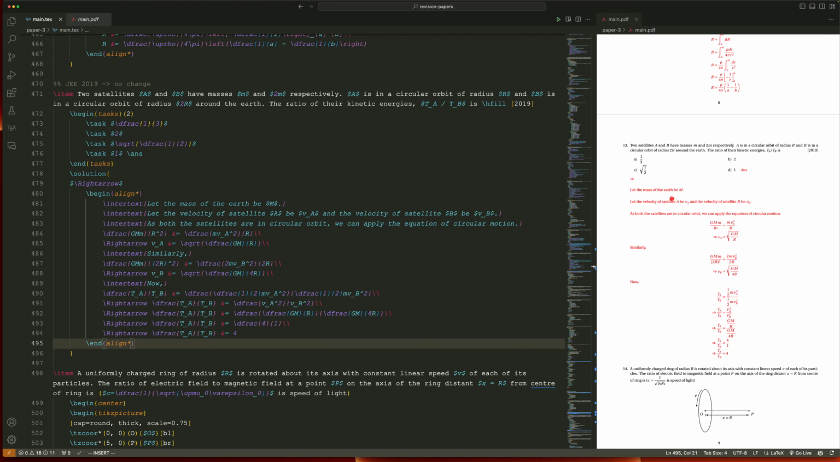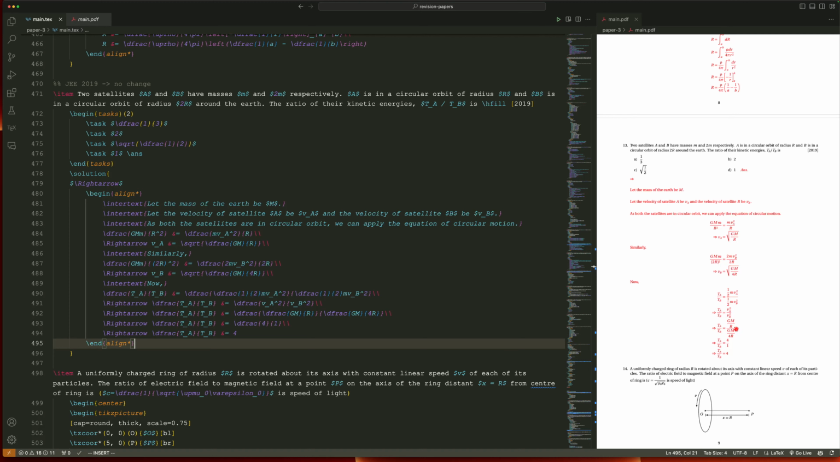Actually, it already gave the mass. Let the mass of the Earth be M. Absolutely right. Let the velocity of A be v_A. As it is in a circular orbit, we can apply the equation of circular motion. GM upon r squared is absolutely right, v_A, and similarly it should be, half, sorry, mv squared upon r is right, GM upon 4r. Then the ratio of kinetic energy. So yes, half mv squared is absolutely right.